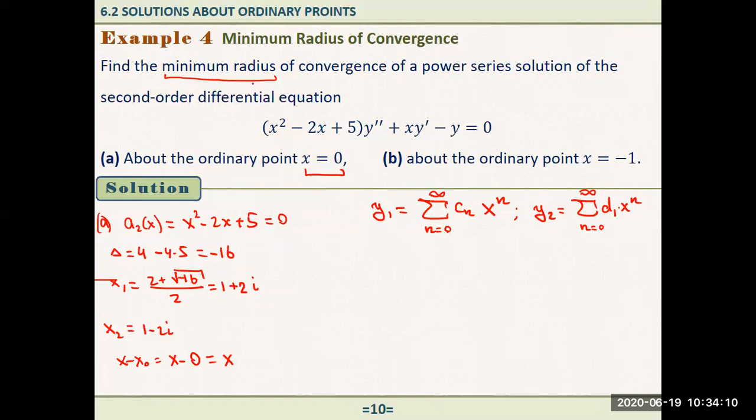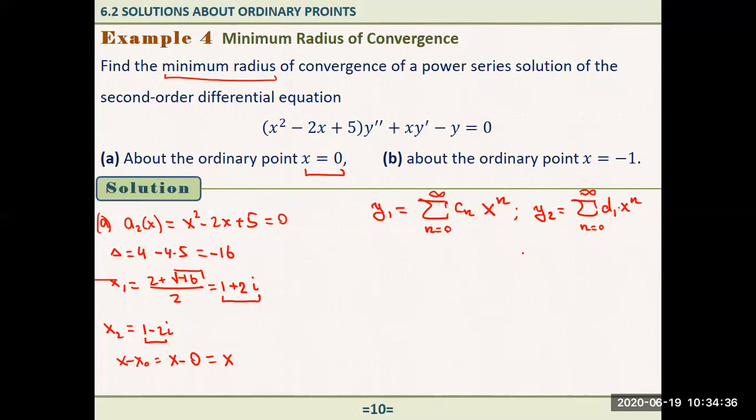We need to find the minimum radius of convergence of a power series. To do this, since these 2 points are singular points, the theorem says that R is the minimum distance from the center, the ordinary point 0, to the closest singular point.